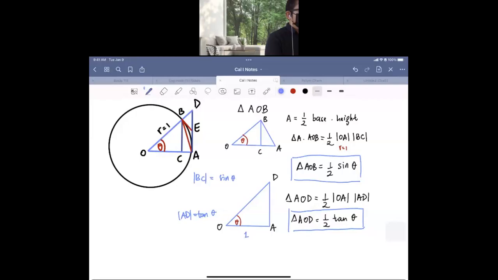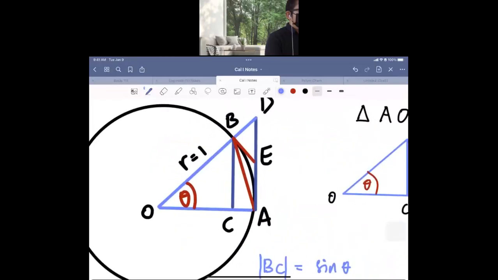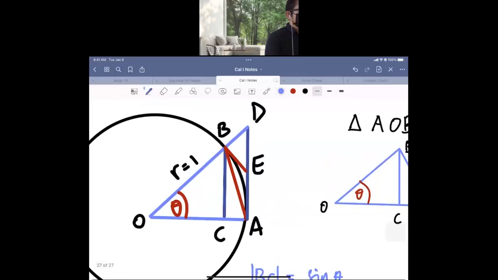What else do we need for this function? Because remember, our goal is to make use of the squeeze theorem. The squeeze theorem needs at least three functions. We have the big triangle, we have the small triangle. Now we need the one in between. If we look at this triangle here, focus on AOD, this one, and AOB, this one. In between AOB and AOD, there is some sector, the pizza slice.